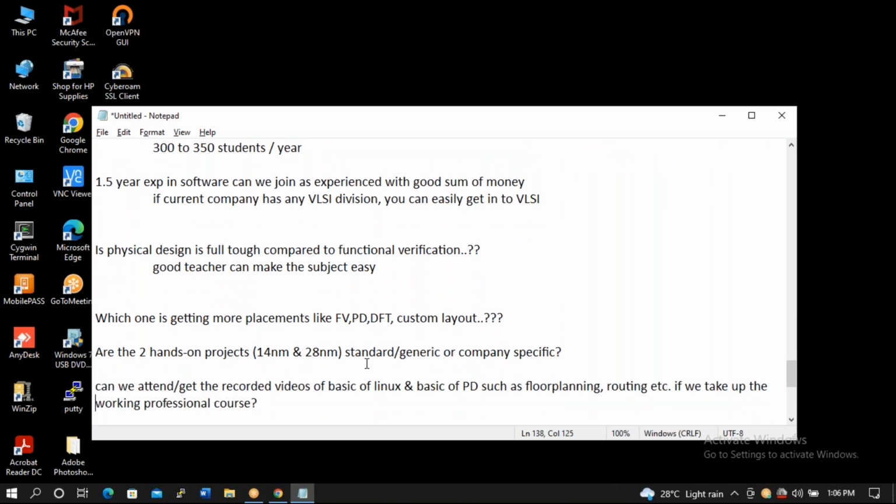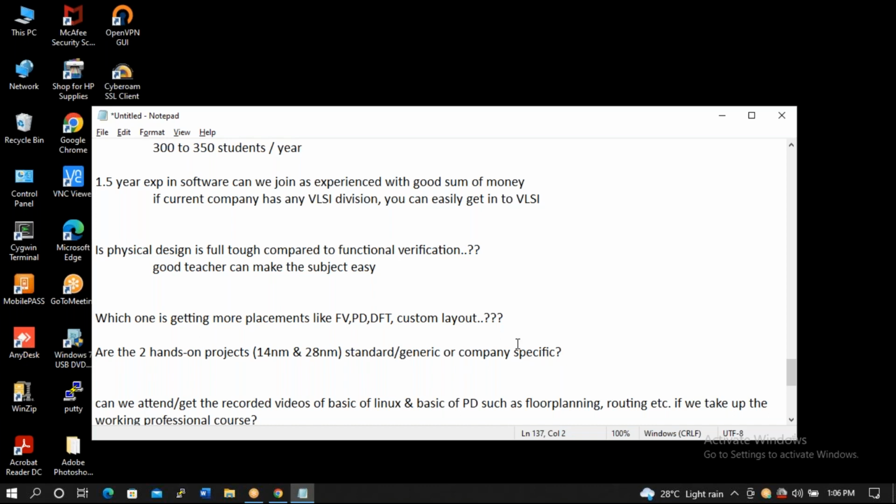Are the 2 hands-on projects standard, generic or company specific? See, it cannot be company specific, right? Can I get a Qualcomm project and execute it here? All right. Next, there is nothing like generic or company specific. Whatever you do in the company, let's say once you join Qualcomm or Intel, you follow some process. You will set up the project, right? You will be learning the input files.